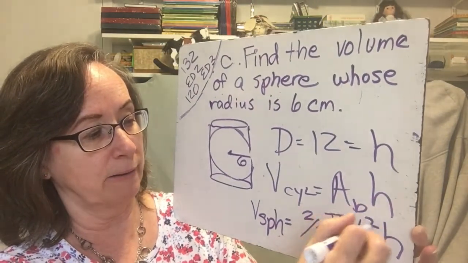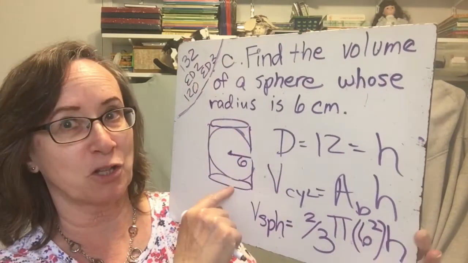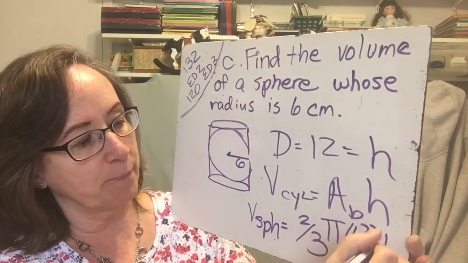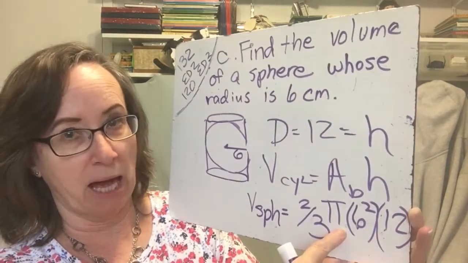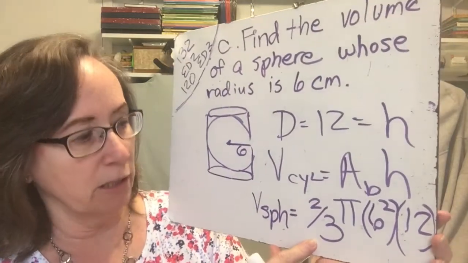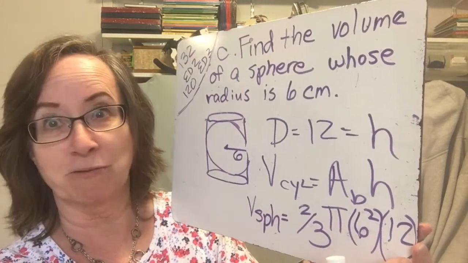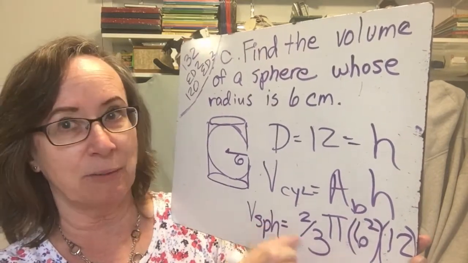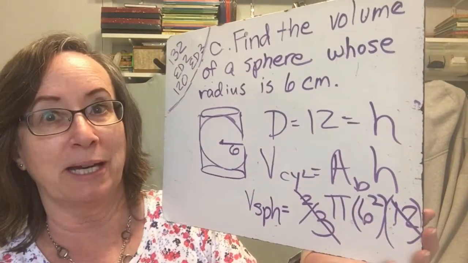6 squared. And then the height of this whole thing is 12 because it's the diameter. So 6 squared times 12 times pi times 2/3. Okay, so just to keep our numbers smaller, can we go ahead right now and take 2/3 of 12? 2/3 of 12 is easy, isn't it? Because 1/3 of 12 is 4, times 2 is 8. So can we just take this out and put an 8 in?